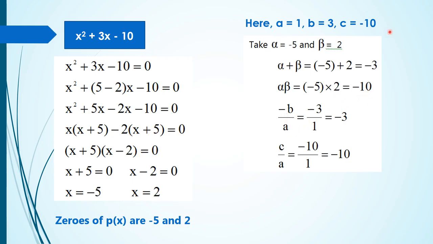Minus b by a, if b is 3, we will have to write minus b, minus 3 by a, and a is 1, so we get minus 3 by 1, that is minus 3. C by a, c is minus 10, minus 10 by a, and a is 1, so minus 10 by 1 is nothing but minus 10.